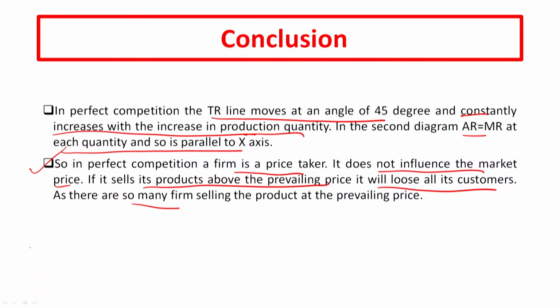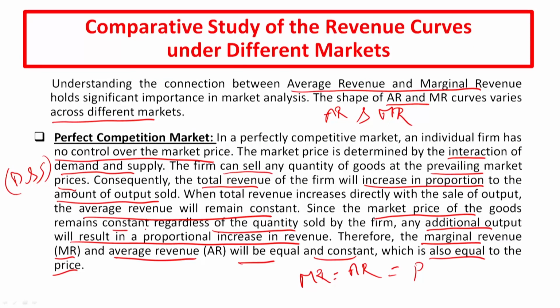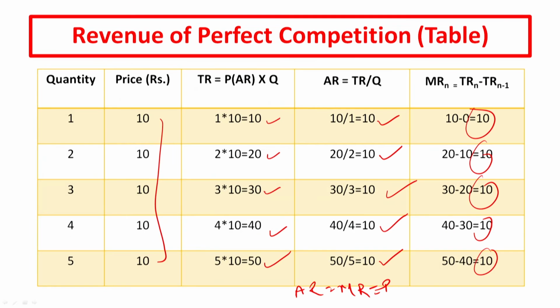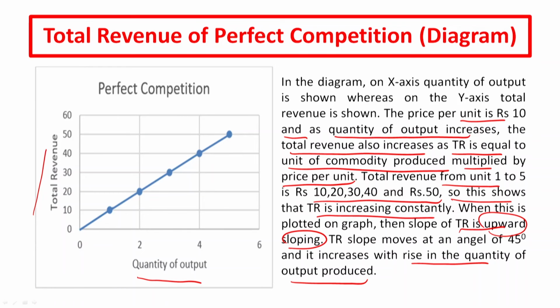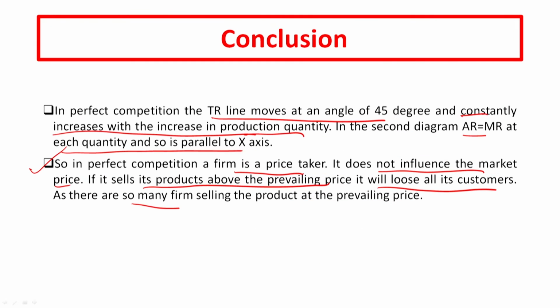So that was a gist or brief about perfect competition, in which we talked about the perfect competition features, and then we talked about the revenue table for perfect competition. Then we talked about total revenue of perfect competition, the diagram I showed you, and then AR and MR of perfect competition. And then I talked about the conclusion of perfect competition.